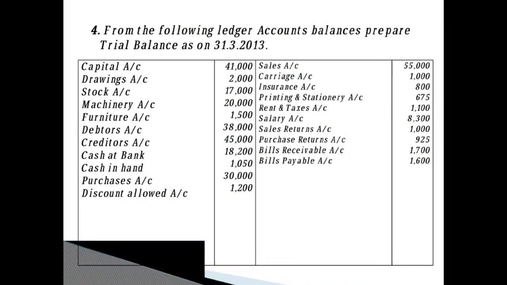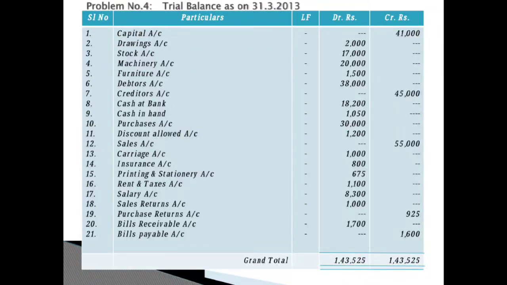The next you have purchases account, 30,000. It is an expense, because we have purchased goods and cash goes out, right? So debit. Purchases account, debit balance, rupees 30,000.